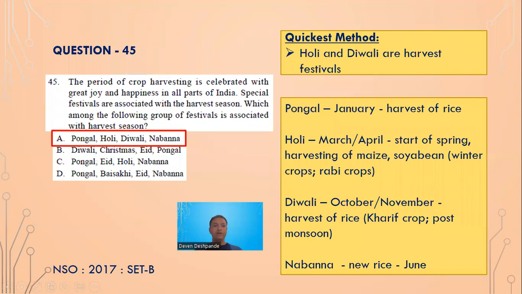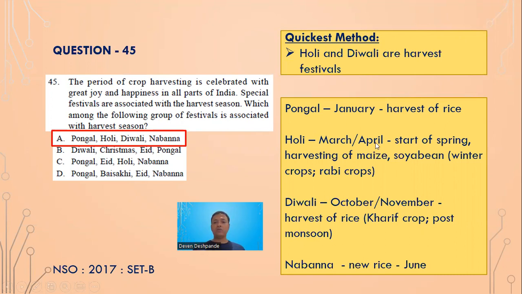Okay, next one. The period of harvesting is celebrated with great joy and happiness in all parts of India. Special festivals are associated with harvest season. Which among the following group of festivals is associated with harvest season? So which of them? Pongal. Okay, Pongal is a very famous festival in India, which is normally in January, because of the harvest of rice, isn't it? They celebrate Pongal, especially in the southern part of India.